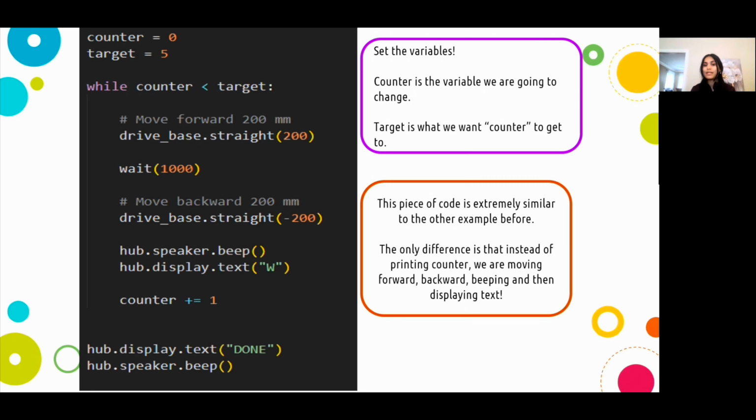So, if the target were set to 5, the robot would complete that full sequence 5 times before displaying that it has finished. What makes this powerful is that we're not hard-coding 5 separate movements. Instead, we're defining a goal and letting the loop manage the repetition. This structure is extremely useful when we want controlled repetition based on a defined objective.